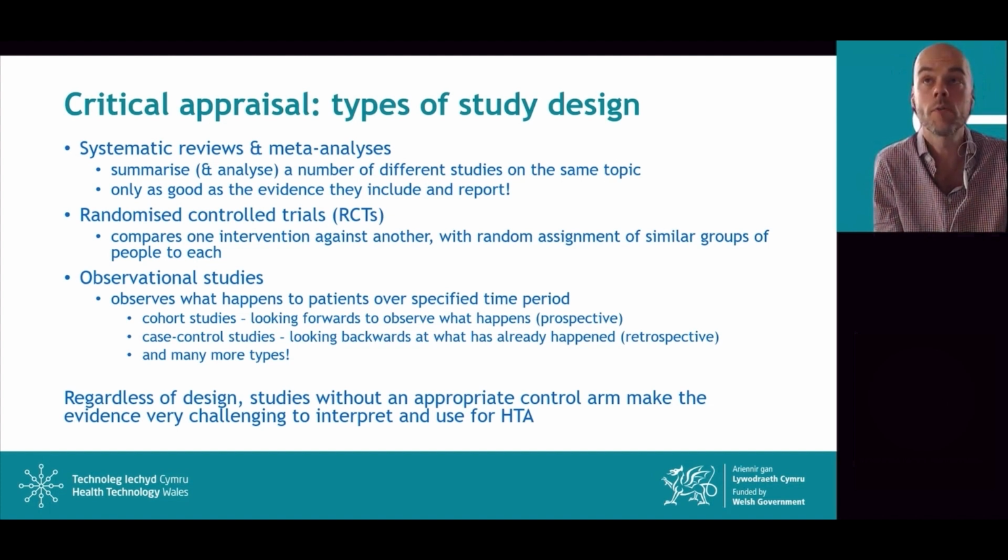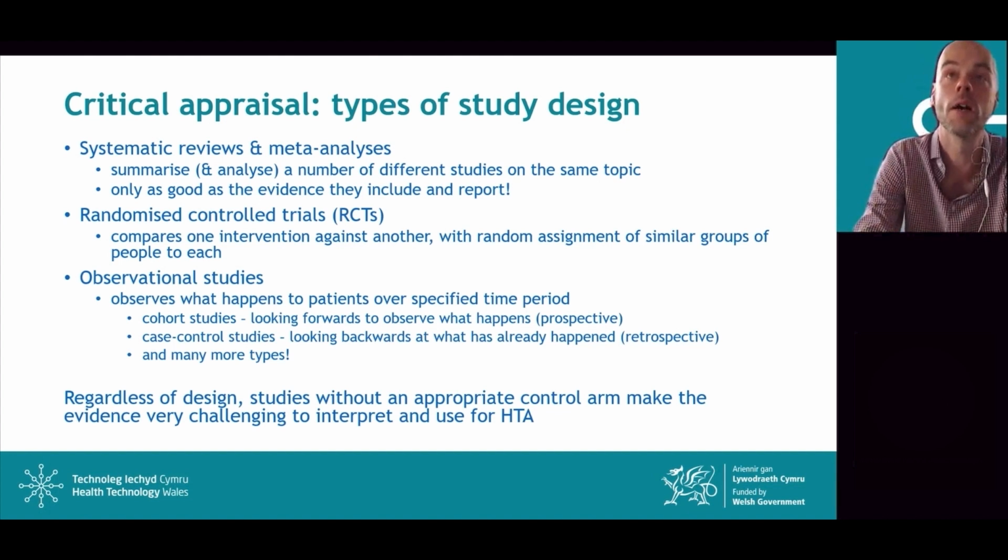Systematic reviews, with or without meta-analysis, are a way of summarizing and analyzing a number of different studies on the same topic, and we can use or reuse some of their findings rather than starting all over again. Really important to emphasize that they're only as good as the evidence they report. So authors of these types of reviews should be upfront about the quality and the certainty of the studies that are included, and any uncertainties that creep in as a result of that.